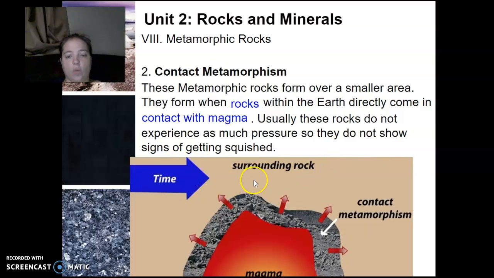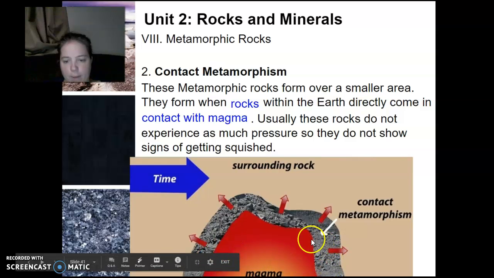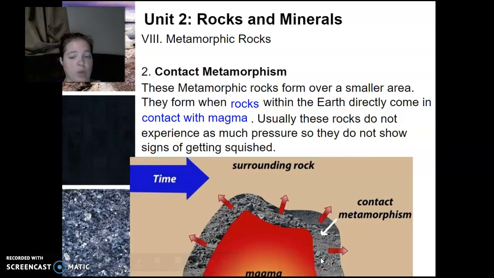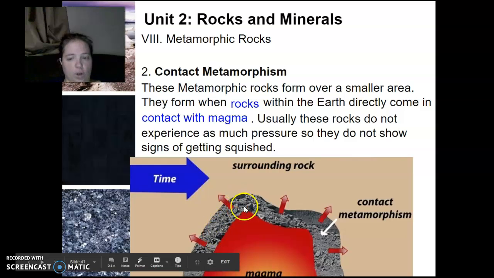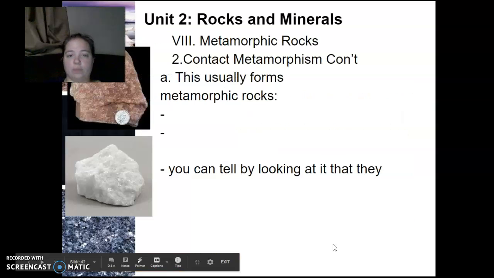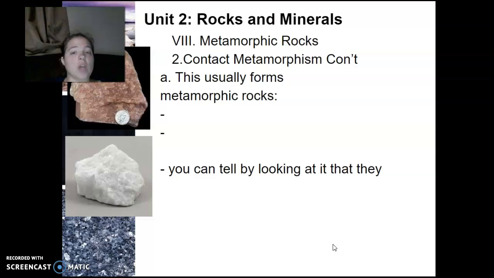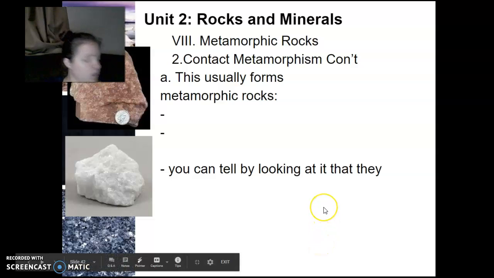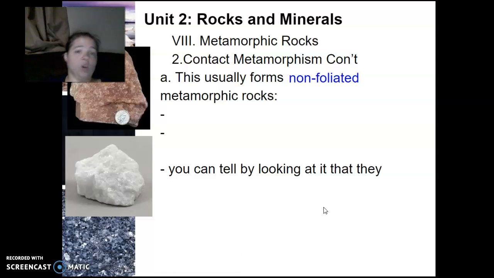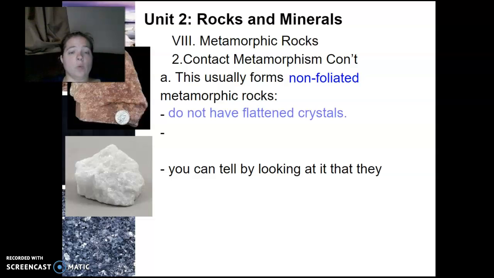Looking at this over time, you have this magma, which if it solidifies turns into an igneous rock, and right on the border of the magma, you have contact metamorphism. So with regional metamorphism, you get foliated. Now, what do you get with contact? Well, this forms non-foliated. Kind of easy. Remember, foliated goes with regional. Non-foliated is contact.